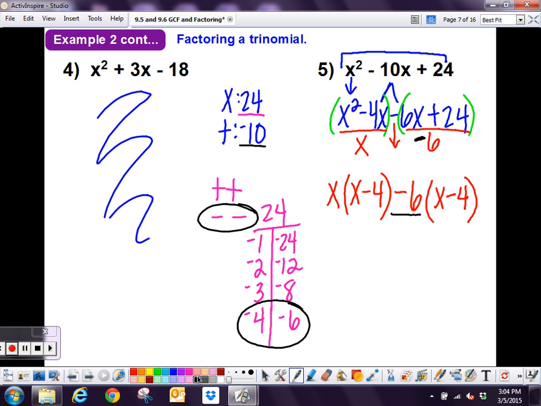Okay, so when I write these answers down, remember these are the same. So I'm going to write that down once, x minus 4, and then I'm going to write down what's left, which would be x minus 6. And there we go. There's our factors.